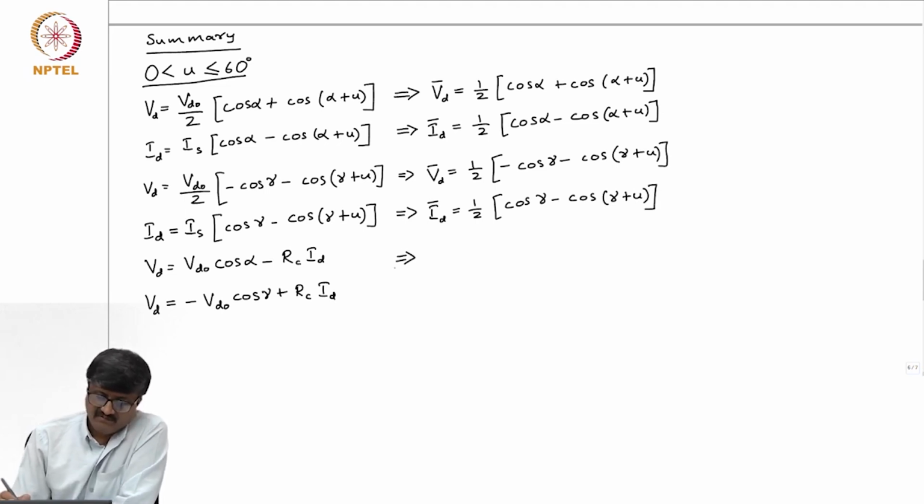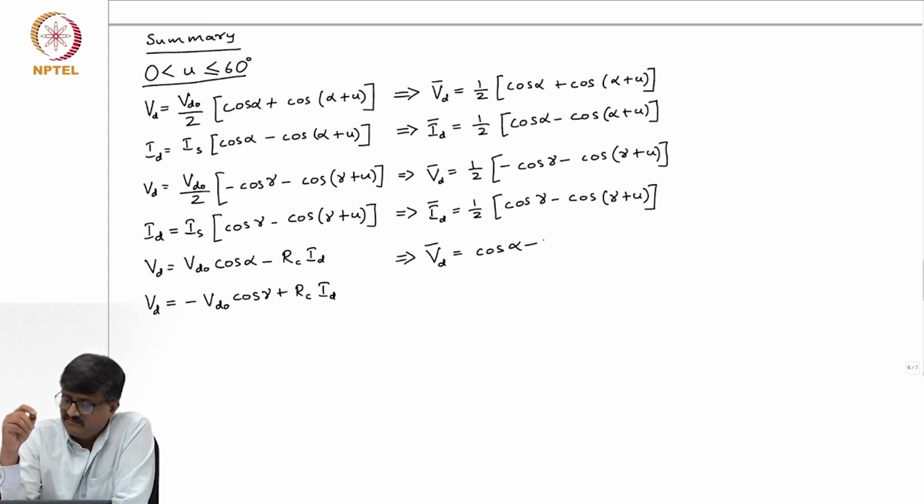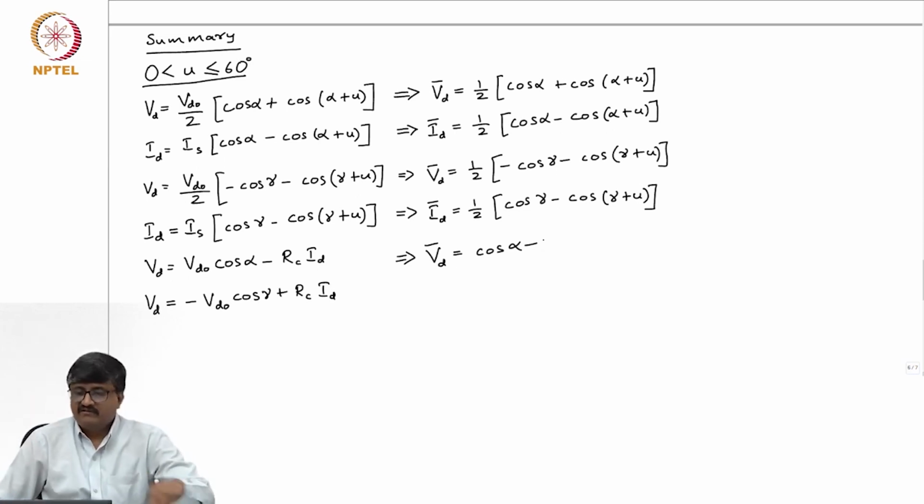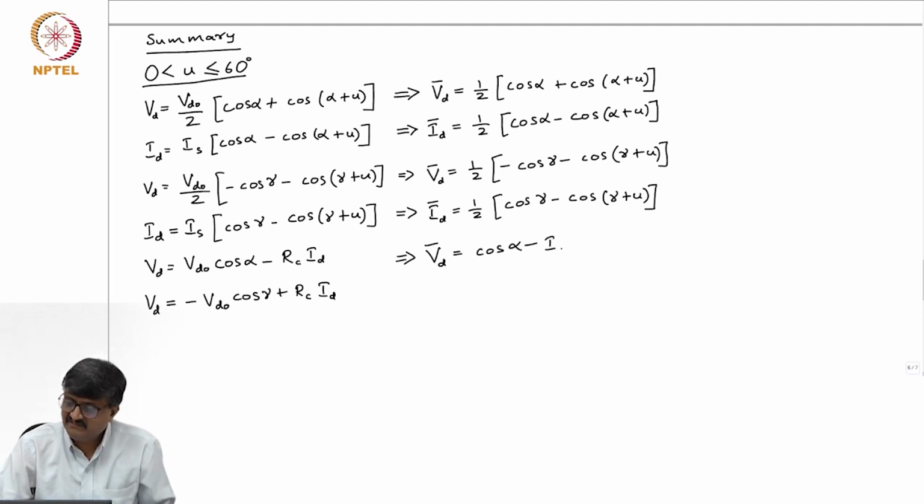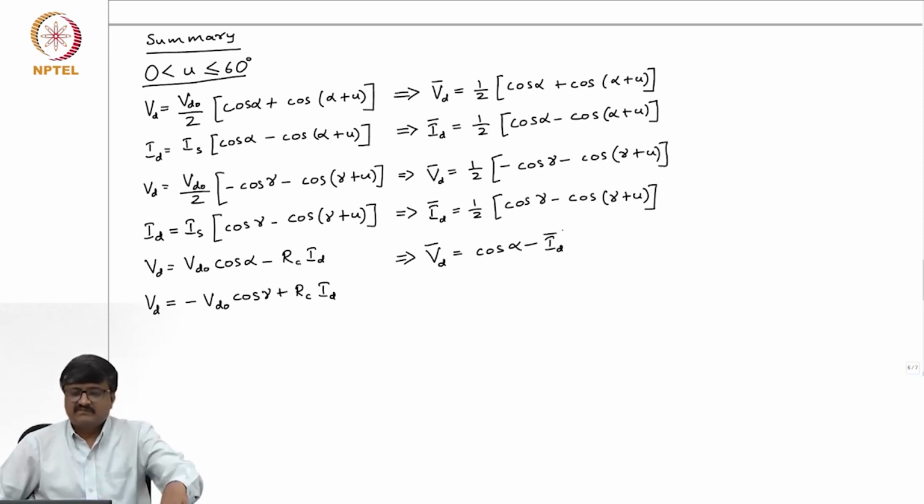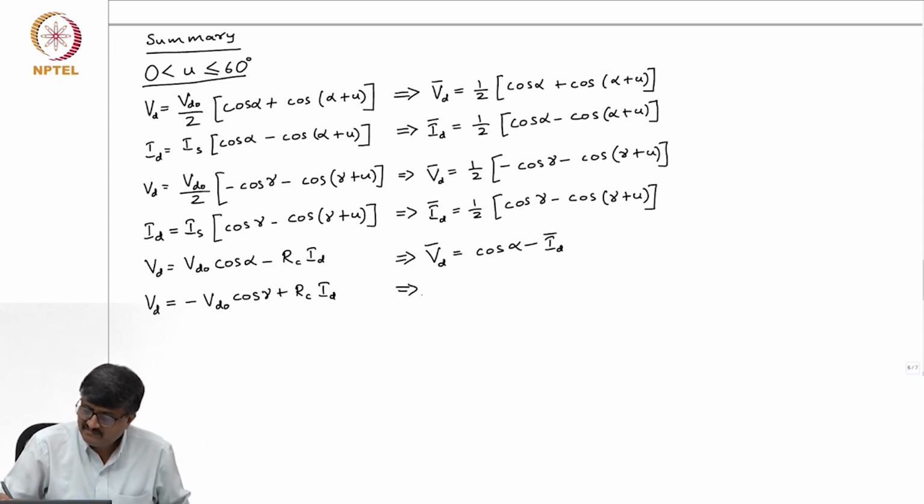Then the next equation is VD equal to VDO cos alpha minus RC ID. I have to divide this equation by VDO. The left hand side is VD bar. The right hand side is cos alpha minus the second term, RC ID. If I divide this by VDO and use the definition of RC, then the second term on the right hand side after normalization is ID bar. And the last equation is VD bar equal to minus cos gamma plus ID bar.